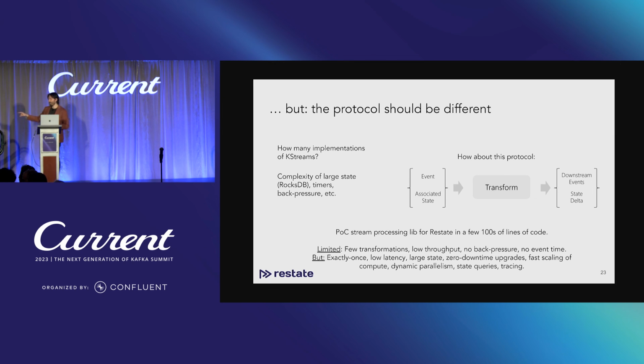It scales the compute independent of the storage. It has dynamic parallelism. Nowhere there do you define parallelism. Restate internally manages parallelism by key in a recursively splitting partition model, and the library doesn't think about parallelism in any way. It just thinks about keys. It allows you to query the state, and it allows you to see tracing, interactions across everything. So that's not nothing, right? There are lots of limitations, but there are also lots of things we get out of the box.